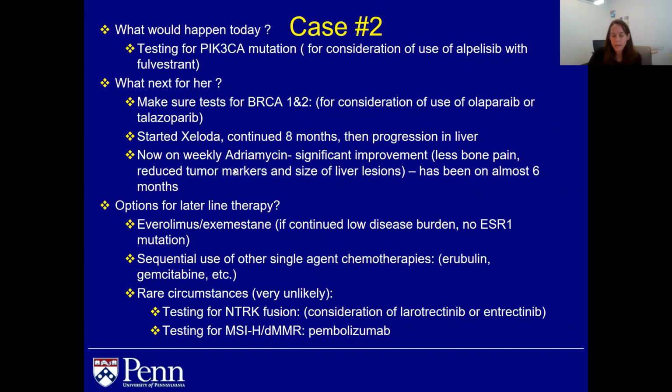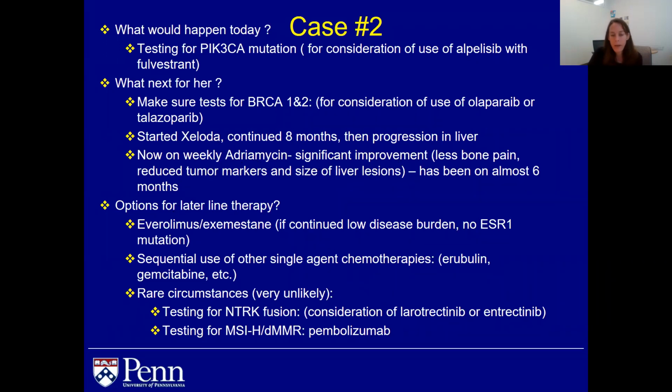Weekly adriamycin is fairly tolerable from a side effect profile, and it led to an immediate and significant improvement in her clinical symptoms with less bone pain, dropping tumor markers, and shrinkage of her liver lesions. And she's now been on it for 6 months. So what are her options for later line therapy?